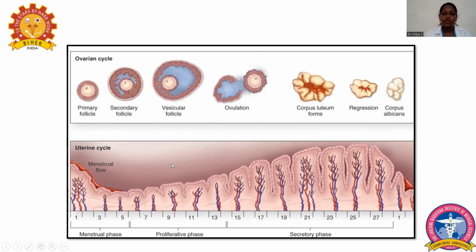Below that, you can see the menstrual cycle. Already we discussed the three different phases: the menstrual phase, the proliferative phase, and the secretory phase. Days 1 to 4 or 5 are called the menstrual flow or the menstrual phase. Then from the 6th day to the 14th day is called the proliferative phase. Then from the 14th or 15th day to 30 days, we call it the secretory phase. So these two pictures show the ovarian cycle and the uterine cycle.